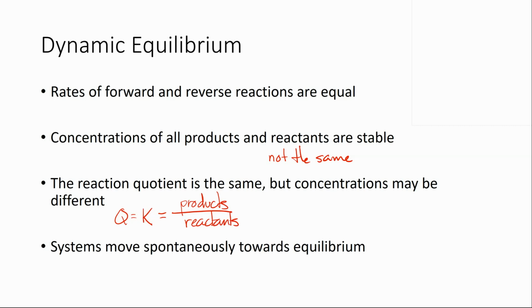And the other piece that's important here is that systems spontaneously move towards equilibrium. So if a system isn't at equilibrium, the rates of the reaction will perhaps slowly, perhaps quickly move it towards that equilibrium state.